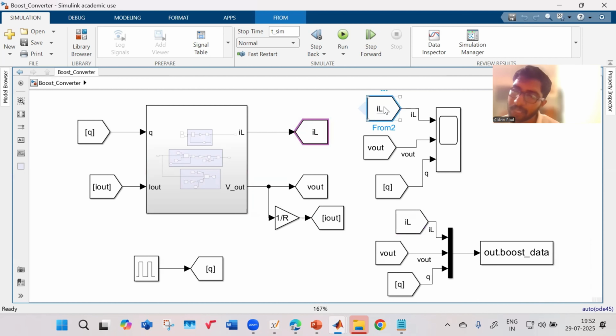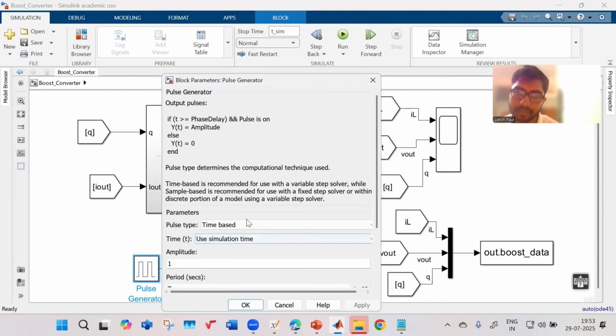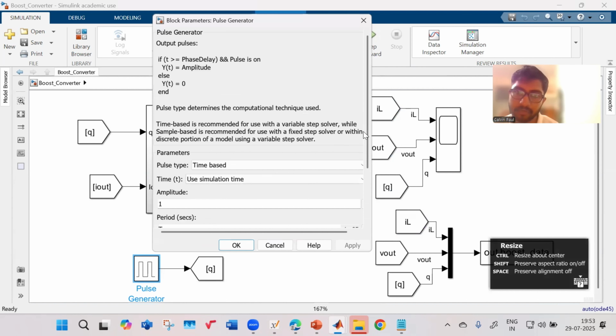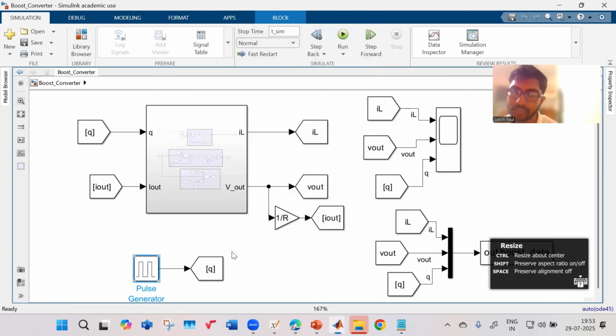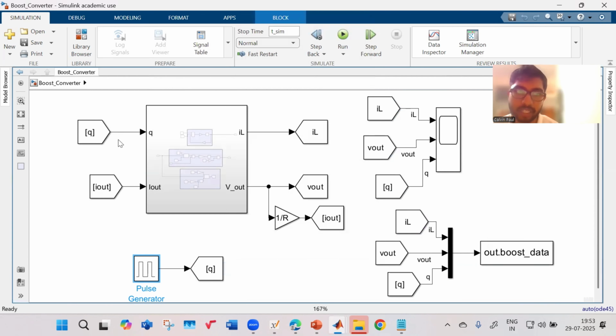Okay. So I'm seeing my inductor current, my output voltage, and my Q is my gate signal. This gate signal I'm generating using a pulse generator. In this pulse generator, I have given my amplitude. I have given the time period. I have given the pulse width, that is the duty into 100. The delay is not required in this case. That gate signal has to be plotted over here as well. And this is the scope which will show my result. Let it open.